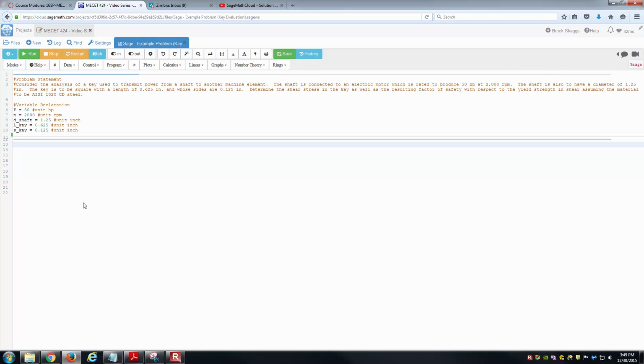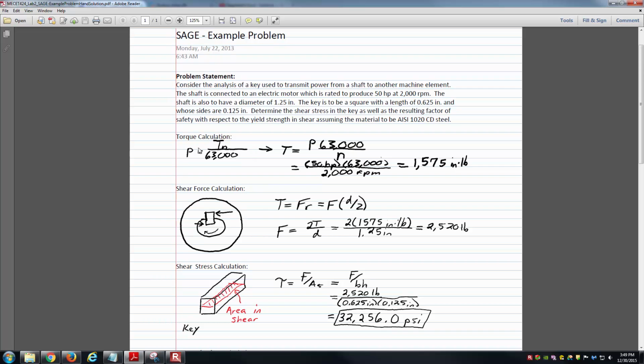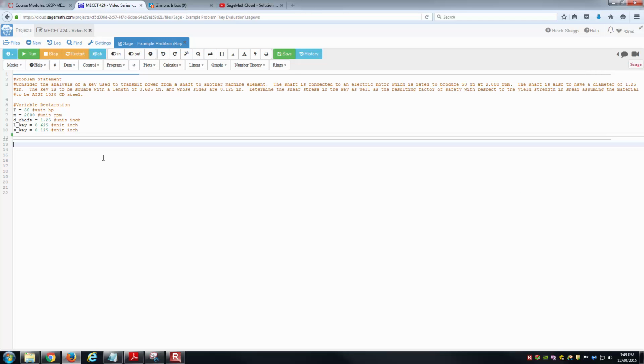And so now that I've got my variable declared, what's the first thing I want to do? I want to solve for torque. And so I know the relationship here, power is Tn over 63,000. Notice in the hand calcs, I have to do the algebra in order to isolate the torque and then plug my values in. Well, instead of doing that, let's let Sage do the algebra for me. Sage is probably better at algebra than I am. So we'll have Sage work out the algebra and just tell me what the torque is.